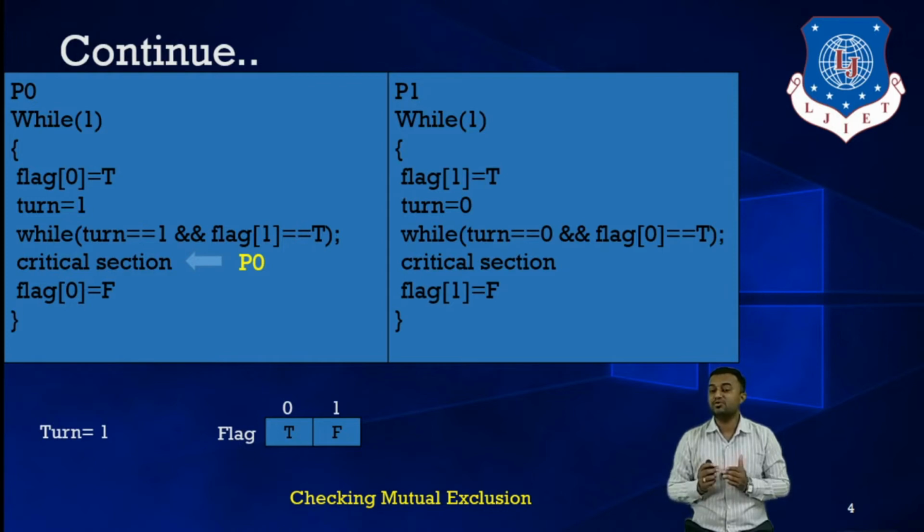That property needs to be achieved. So let us discuss. Once it is context switched, the execution of P1 will start. So flag of 1 is equal to true. That condition will be set.